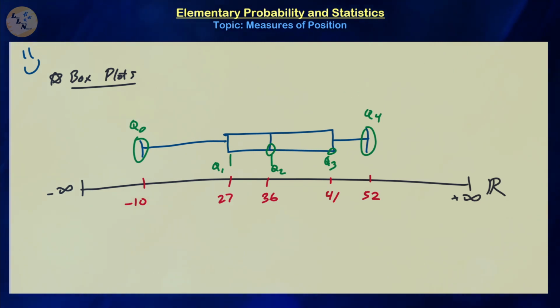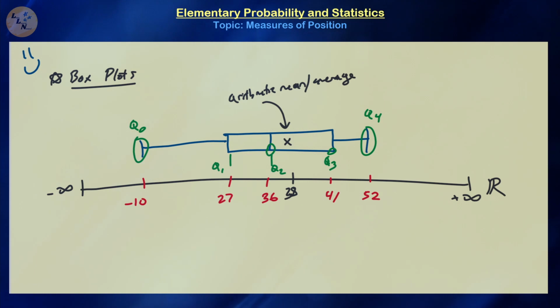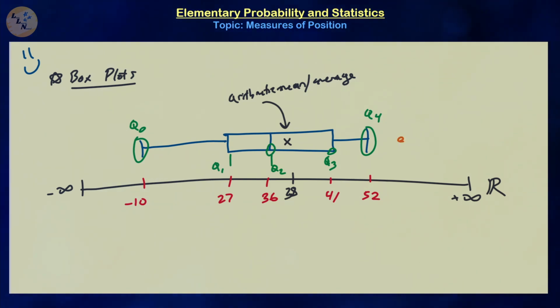You may see some software put a little X here. The X is typically going to be associated to the mean. So if this is 38, for example, then this corresponds to the arithmetic mean or average of the data set. So this is a box plot representation, which sort of mixes measures of position and also measures of central tendency into one representation.